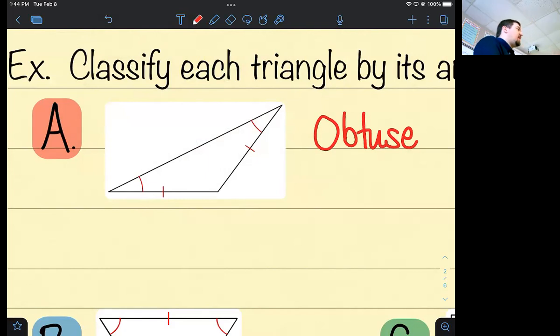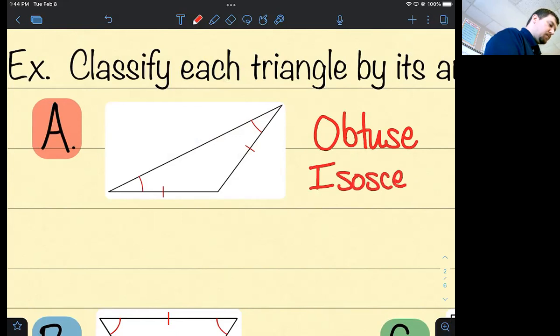Now we're going to classify by its sides. Jacoby, would you say it's equilateral, isosceles, or scalene? It is isosceles. We have 2 sides that are equal, and you can also see that 2 angles are equal. If they don't tell you the sides are equal, but you can see the angles are, it's essentially the same as telling you that there are sides that are equal as well.